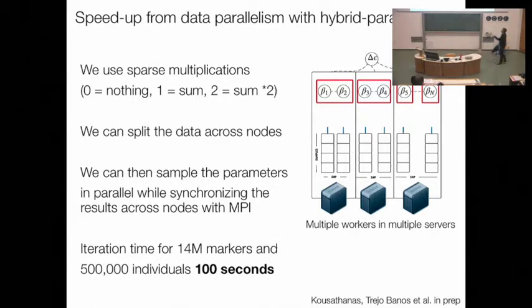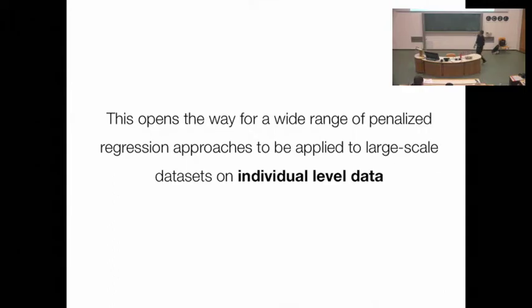But it does. And then we can split the data up across nodes. So we can allocate 300,000 markers to each of a series of nodes. We can sample the parameters in parallel and synchronize it again across nodes and within nodes, as I showed you. So by doing that, we can have a stable Gibbs sampling algorithm that enables us to do one iteration in 100 seconds, which is still not fast enough for me, but we're getting quicker all the time. And I think this opens up the way for a wide range of penalized regression approaches to be applied to large-scale data sets on the actual individual level data, rather than trying to approximate it in some way.